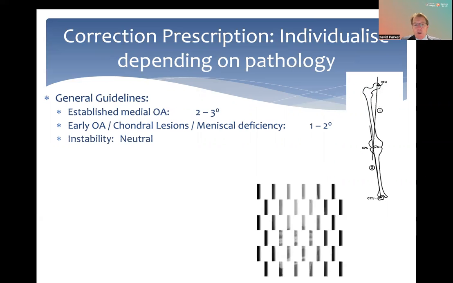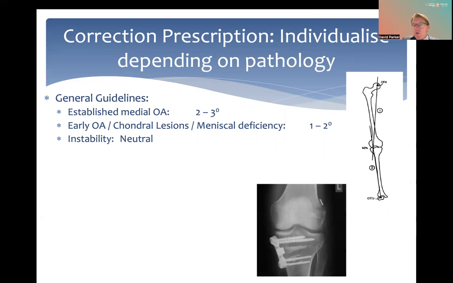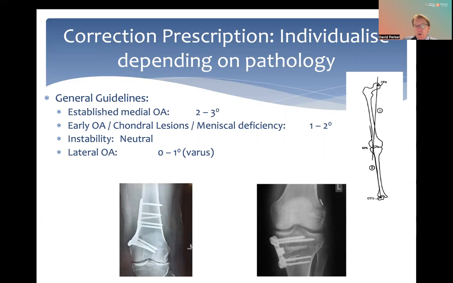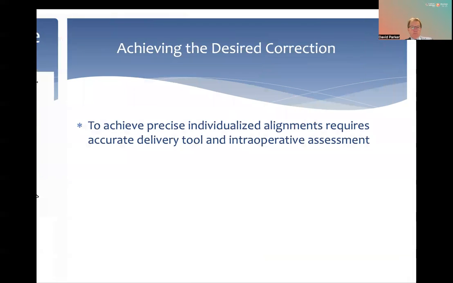If we're doing it for instability and we're doing a ligament reconstruction, we should correct them to neutral. If it's lateral compartment disease and we're offloading the lateral compartment, we also tend to correct them to neutral. And it's important, as I mentioned before, when we're doing this, to do your calculations to try and avoid excessive joint line obliquity.